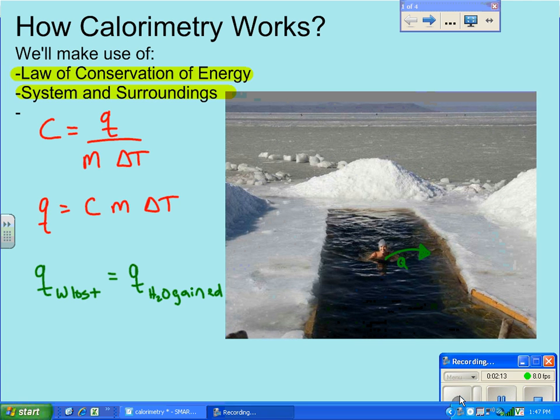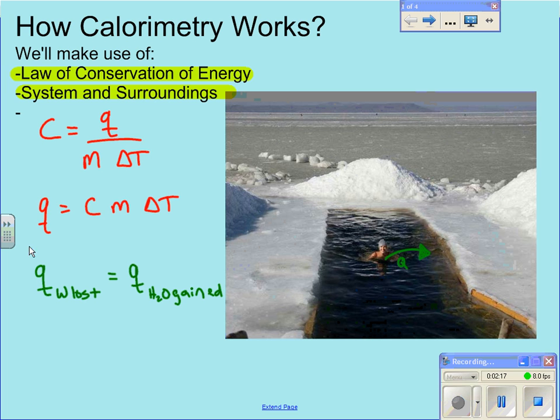Now, the woman loses energy, so typically that would be a negative value, but we're going to keep it simple mathematically today, and just think about the absolute values of heat. So we're going to say the woman loses positive heat, and the water gains positive heat.